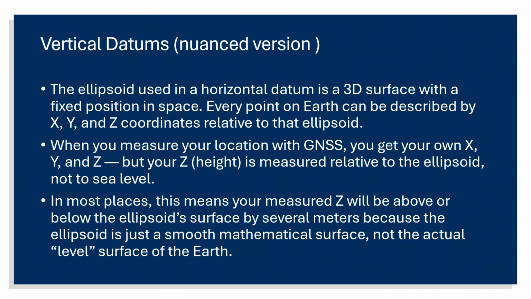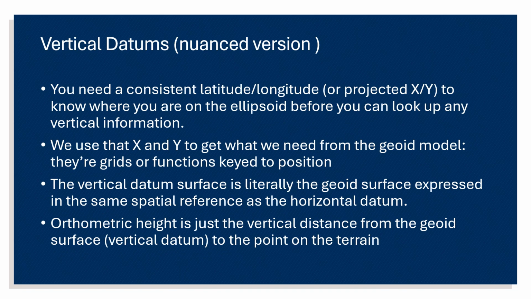So, yeah, you need some consistent latitude and longitude, or projected XY, if you want to know where you are on an ellipsoid before you can really look up any vertical information. And so we use the X and Y that we get from the geoid model. They're basically grids or some sort of function that's keyed to a position. And the vertical datum surface is literally that geoid surface expressed in the same spatial reference as the horizontal datum.